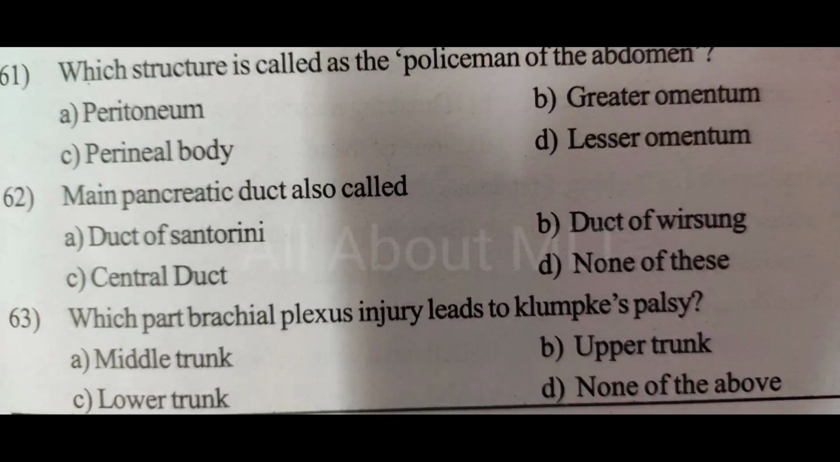Which part of brachial plexus injury leads to Klumpke's palsy? Option A, middle trunk. Option B, upper trunk. Option C, lower trunk. Option D, none of the above. Answer is option C, lower trunk.